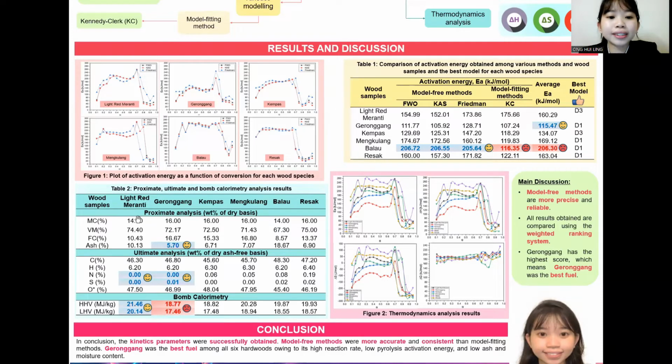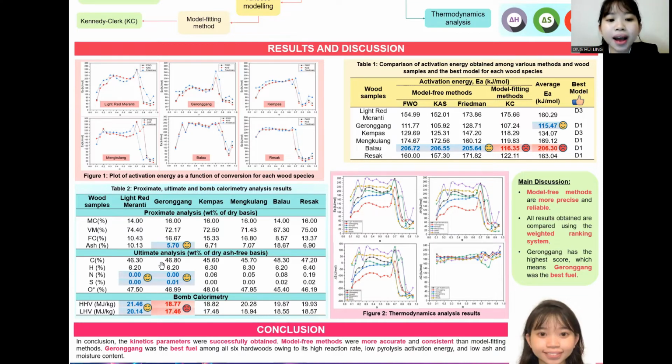Next, 2 important parameters in evaluating the best field are ash and moisture content. Generally, low ash and moisture contents are preferable. Kelongkang has the lowest ash content, indicating that it is the best field. However, all wood species show quite high moisture content, around 14 to 16%, whereas study reported that a good field moisture content should be below 10%. The high moisture content of wood biomass is a significant challenge in using it as a fuel source. One of the ways to improve it is through pelletizing.